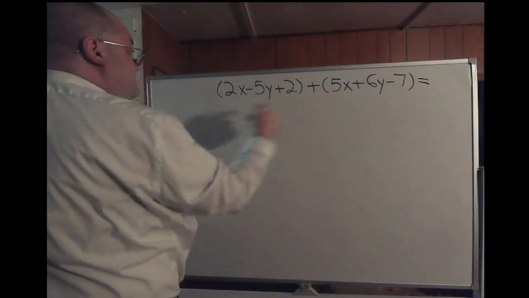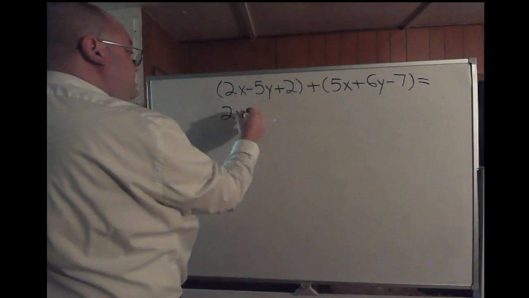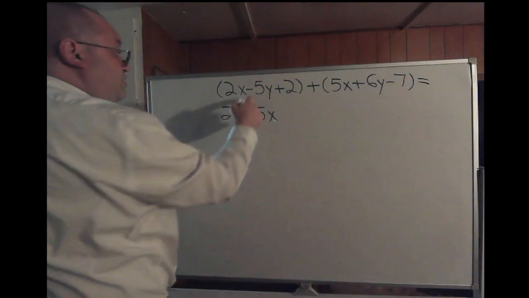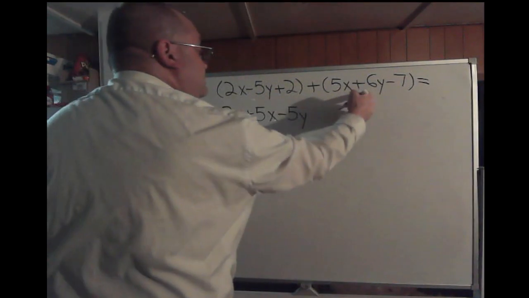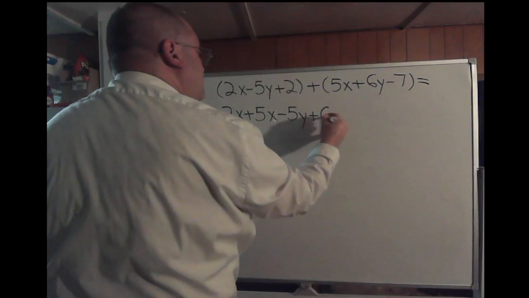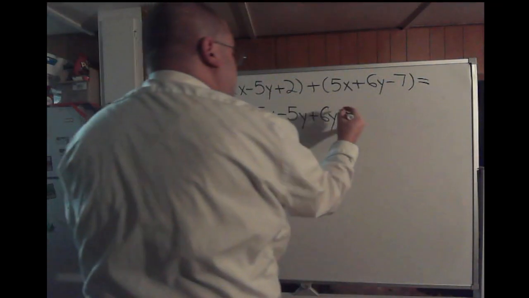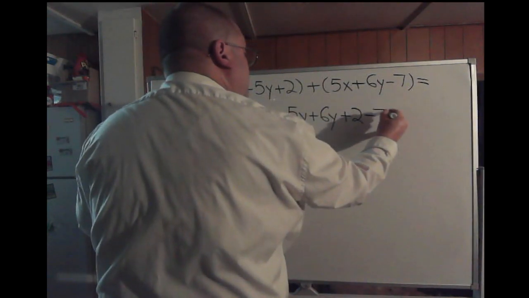Start with the x's, so you have 2x. Distribute that plus sign, so you have plus 5x. Alright, that's it for the x terms. Now you have a minus 5y plus 6y. Alright, you've dealt with your y's. Now you just got constants. So you got plus 2, then you have minus 7.